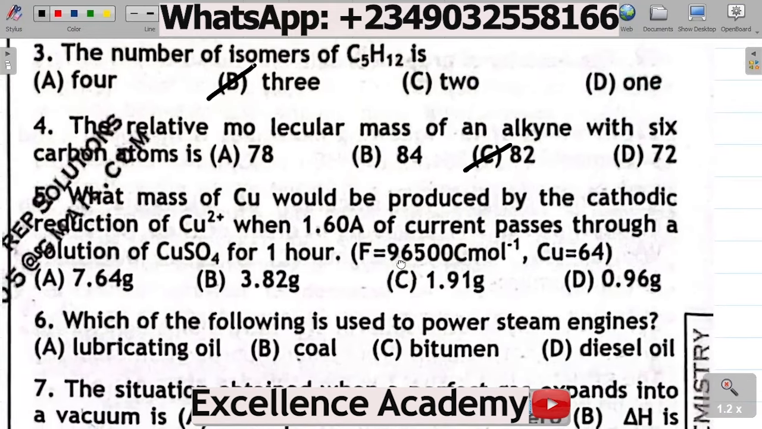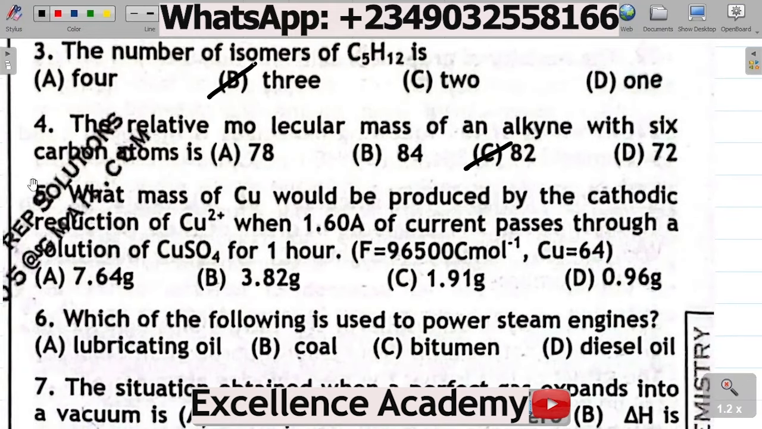All right, moving on. Let's look at question 5. Question 5 says, what mass of copper will be produced by the cathodic reduction of copper 2 ion when 1.60 amperes of current passes through a solution of copper tetraoxosulfate 6 for 1 hour? You're given Faraday's constant here, 96,500. You're given the atomic mass of copper as 64. You have your option A, 7.64 grams, B, 3.82 grams, C, 1.91 grams, and then D, 0.96 grams.